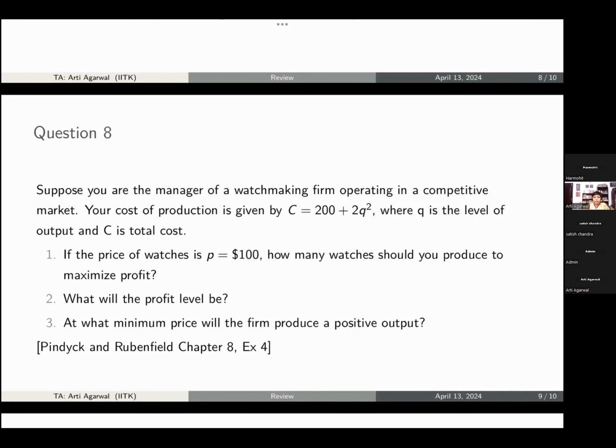So this is a fairly recent theory. We discussed this theory of cost functions just in the last class itself, just 3-4 days ago. Now in this question, you're given the cost function of a firm, 200 plus 2q square, and you're given the market price of watches, and you're asked what the quantity produced should be. So I'm hoping this is something everybody can calculate. Can somebody please tell me how you will proceed over here?